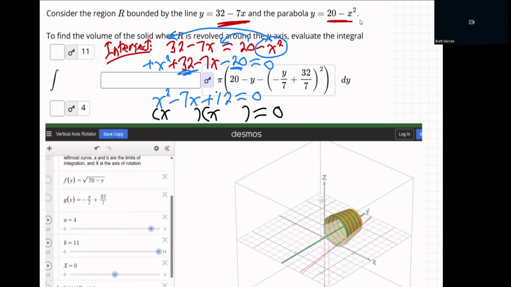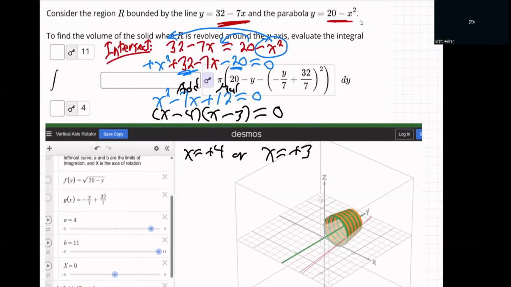x times x. What multiplies to be 12 and somehow can add to be negative 7? 4 and 3, both negative, huh? Because negative 4 times negative 3 multiplies to be plus 12, and negative 4 and negative 3 add to be negative 7, don't they? So then you know the drill. It's just going to be opposite, opposite. So x equals positive 4 or positive 3. So those are the two x values where they intersect.